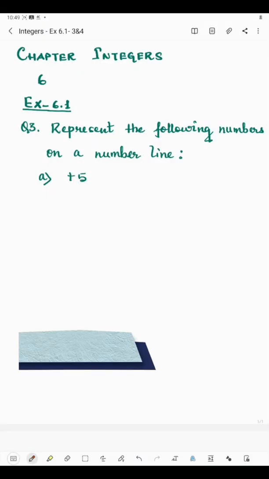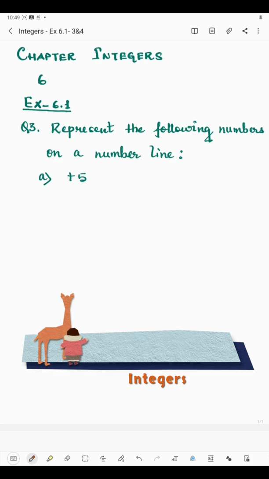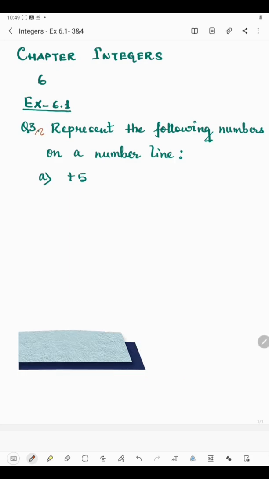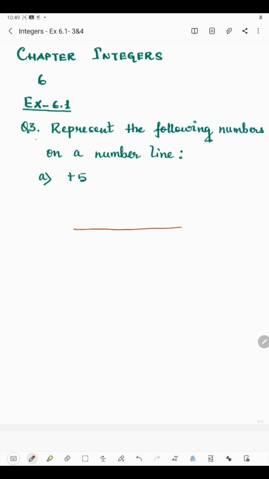Hello students, now I am going to start question number 3 of exercise 6.1. Question number 3 says: represent the following numbers on a number line. Now what is a number line?